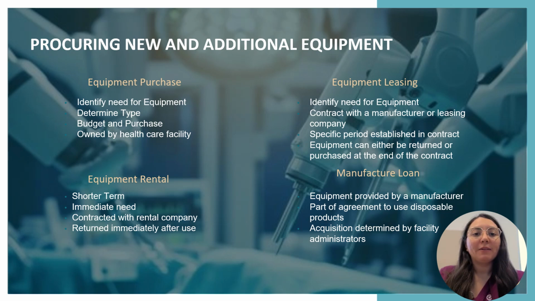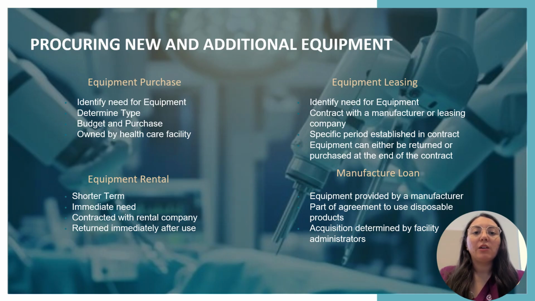With equipment leasing, as with equipment purchasing, a need for the item is first identified. Then a contract is made with either a manufacturer or a leasing company, with a specific time period established. Equipment can either be returned in order to acquire new technology or purchased at the end of the contract. Equipment rental is for a shorter term in comparison to leasing. Rental can be as short as a single day, while leasing can be for years.